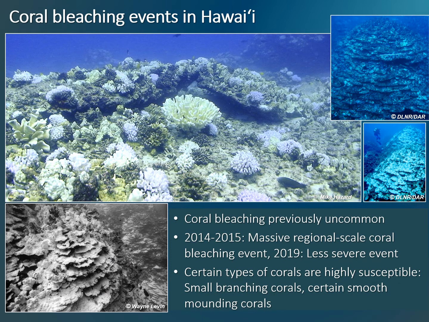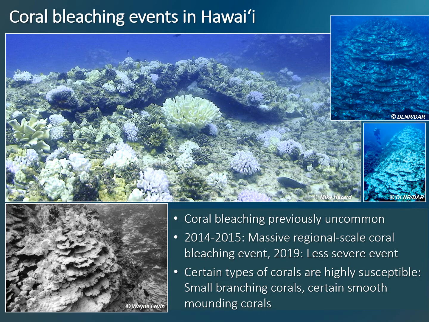Until recently, coral bleaching was limited to uncommon and localized events in the main Hawaiian Islands. In the northwestern Hawaiian Islands, the first recorded mass coral bleaching event occurred in 2002. Beginning in 2014, a massive regional scale coral bleaching event occurred in some areas of the state, including the northwestern Hawaiian Islands, Oahu, Maui, and Molokini, and West Hawaii Island. This event was followed by a less severe coral bleaching event in 2019.